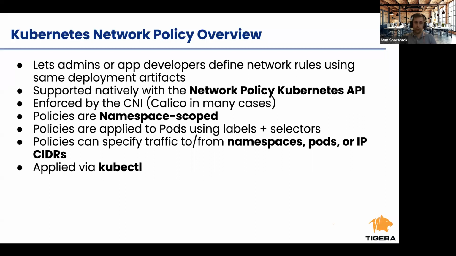Kubernetes network policies are namespaced resources, meaning that each policy applies to the network flows within the specific namespace where it's deployed. They leverage selectors and labels to target the network flows and use rules to specify to and from traffic in namespaces, pods, IPs, or subnets defined by CIDR notation. You can manage them leveraging the kubectl command line tool.